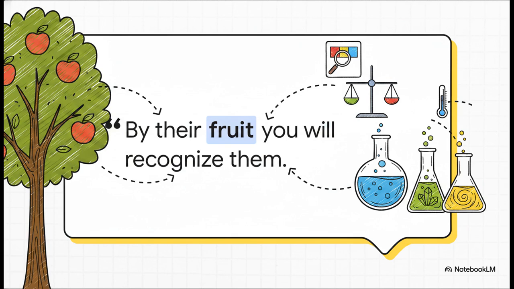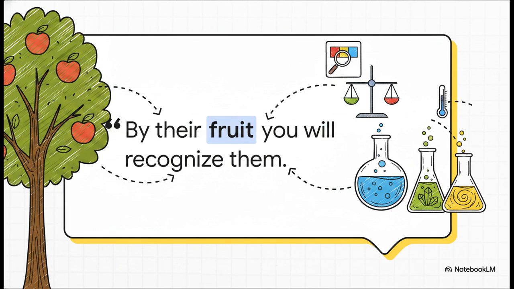The source material actually kicks things off with a pretty profound piece of ancient wisdom from Matthew 7:16. By their fruit you will recognize them. Now, you might be wondering, what does ancient scripture have to do with modern chemistry? And the answer is honestly absolutely everything.